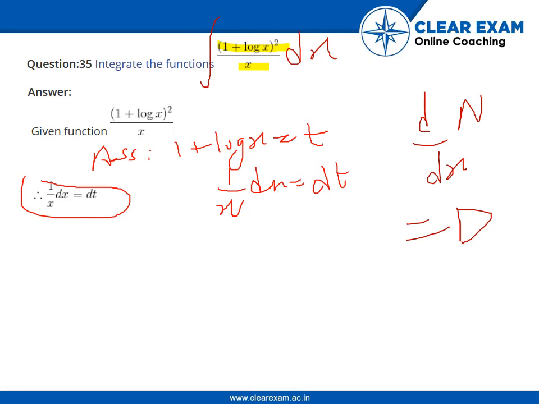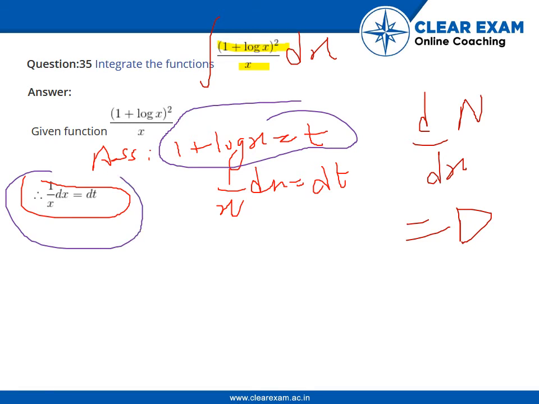Now we make the proper substitutions. What are our substitutions? We have to substitute 1 plus log x as t and 1 by x dx as dt. So let us see what is our final integrand. Our final integrand simplifies to integration of t square with respect to t.